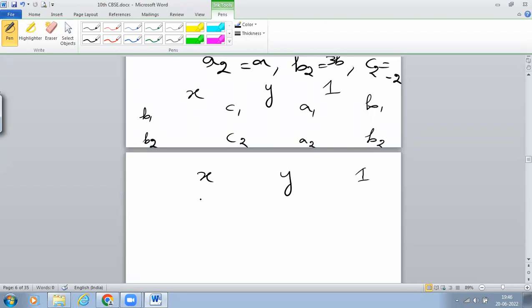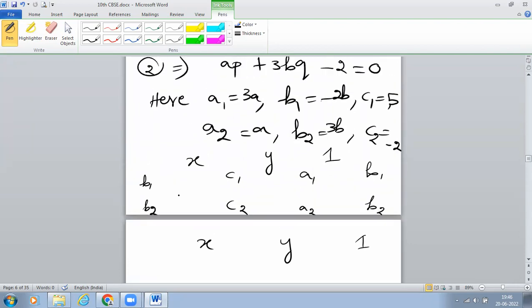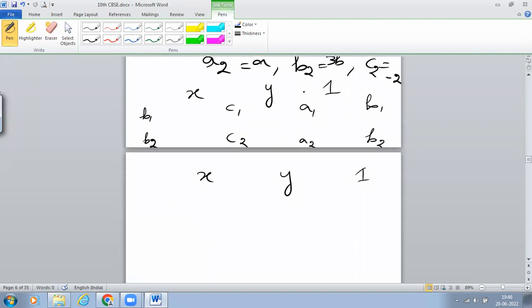Now see here, in this place we have to write the B1 value. What is the value of B1 here? It is not A. What is the value of B1? That is minus 2B. So we replace the value of B1 here with minus 2B, and B2 is 3B. Likewise, what is C1? C1 is 5, right?